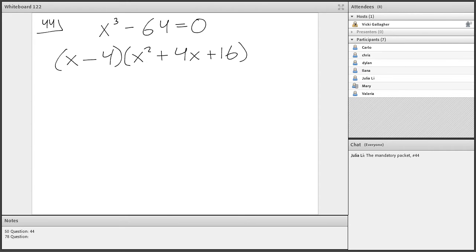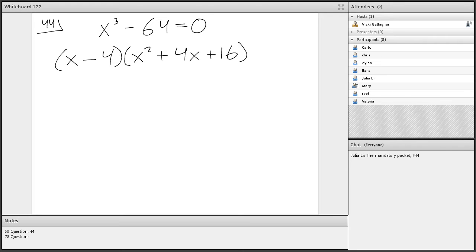So again, I cube rooted the x to the third and the 64. 4 to the third power is 64, so that's why that's a 4 there, not an 8. And we kept that middle sign. It was subtracting, I kept it subtracting. Then I took the x and I squared it. I changed it from a minus sign to a plus sign. I multiplied the x and the 4 together, ignoring the symbol. Just x times 4 is 4x. And then I did 4 squared and got 16.